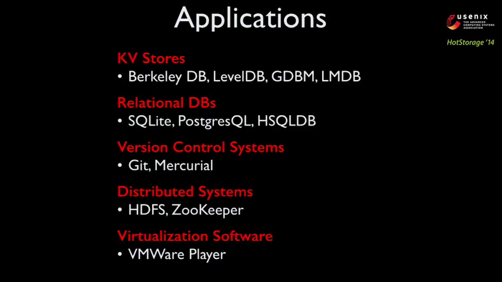Okay, these are the applications we looked at. Key value stores like Berkeley DB, LevelDB, GDBM, LMDB. There's a lot of DBs out there, so we picked some of them. Relational databases: SQLite, PostgreSQL, HSQLDB. Version control systems: Git, Mercurial.